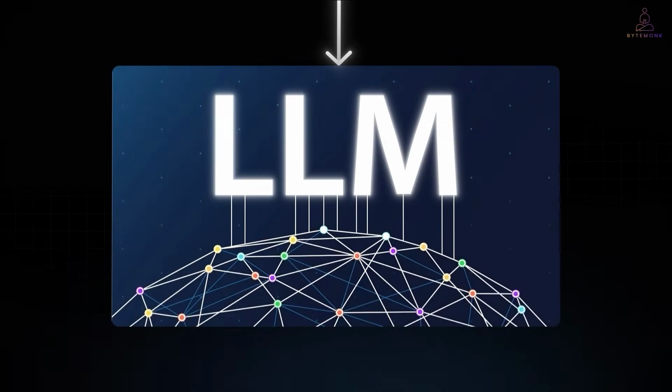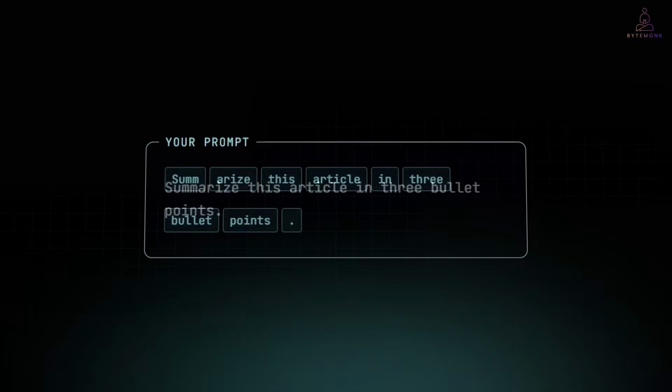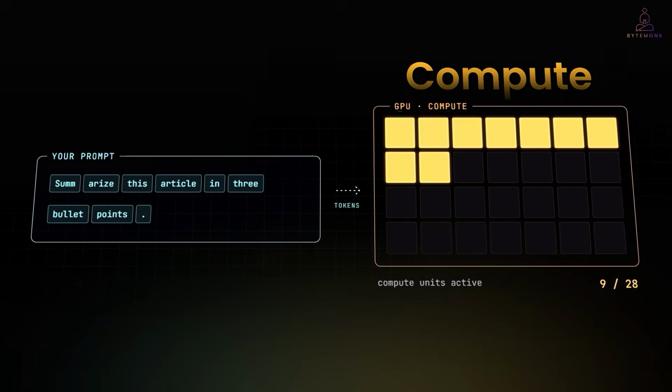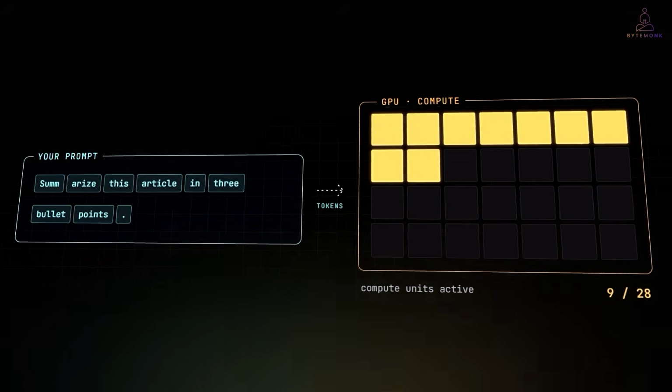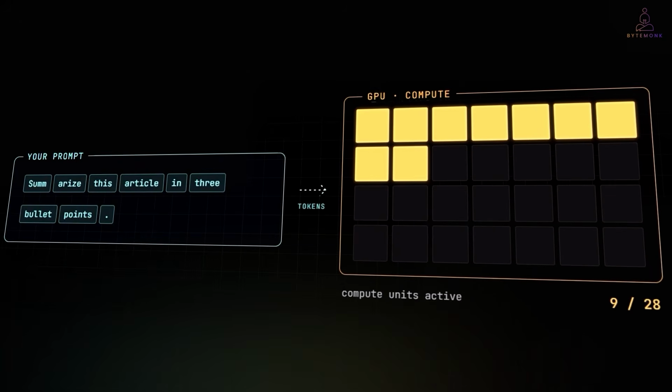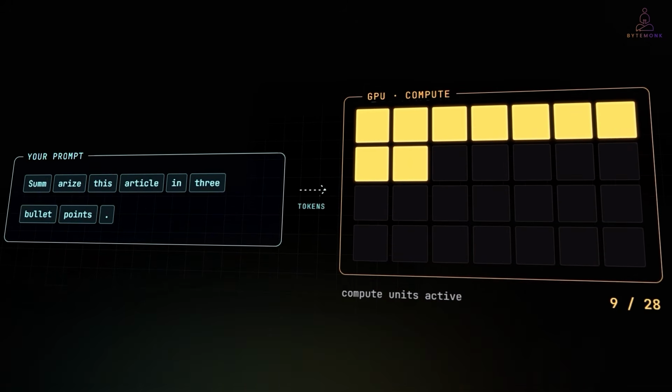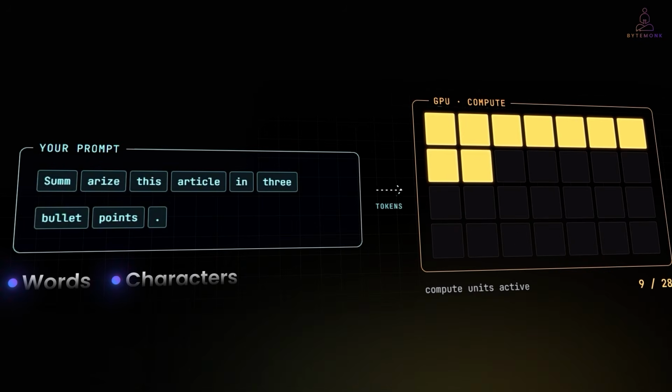When you call an LLM, it looks like you are sending text, but what you are actually sending is compute. Every token you send, every token you get back, is work that someone's GPU has to do. And that work shows up in your bill, in your latency, in everything. Most engineers think about LLMs in terms of words, or characters or messages.